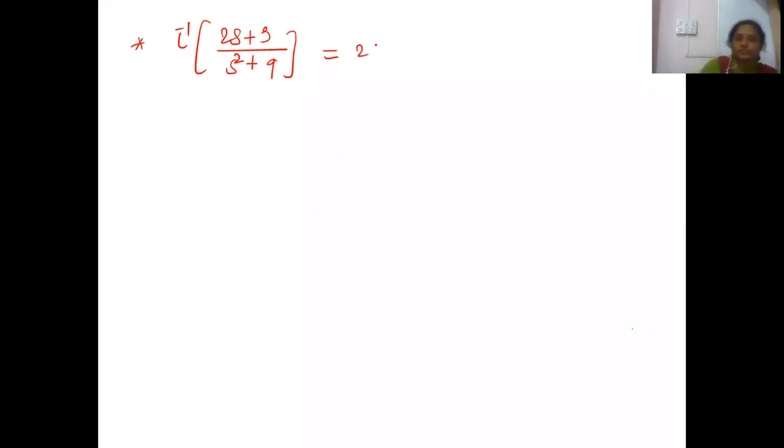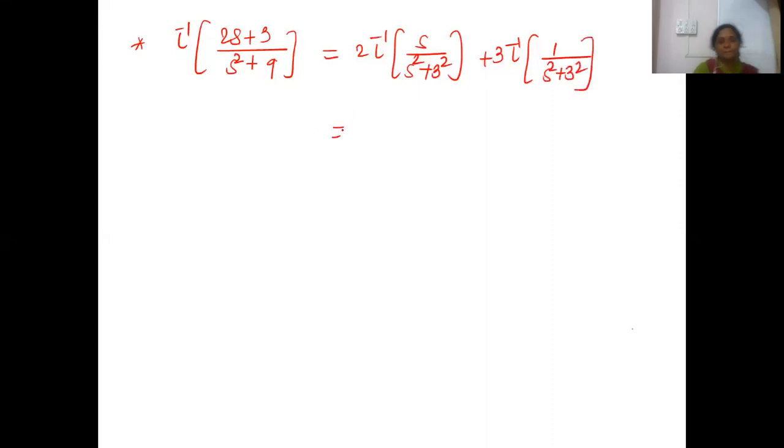Two cos 3t plus 3... sorry, sin 3t. The 3 gets cancelled, only sin 3t. So this is the way we have separated. So 2 into this is cos 3t, s upon s square plus a square, plus 3 into 1 upon a, sin 3t. The 3 is cancelled. Yes, that is the answer.